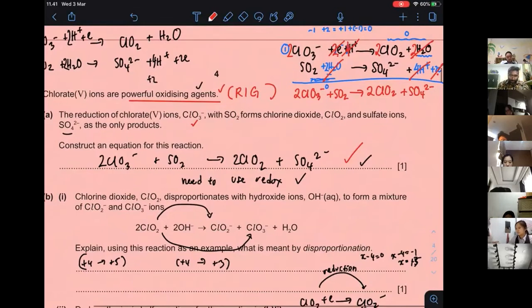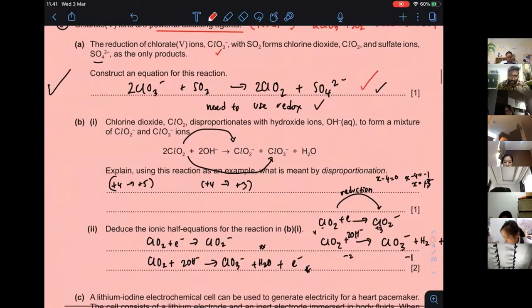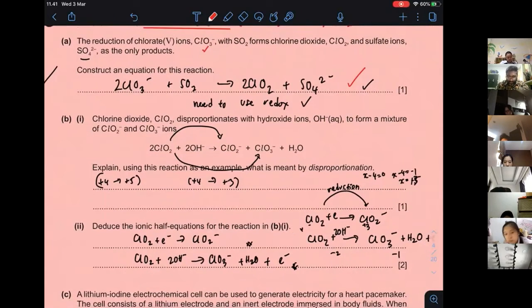Now the next question is about chlorine dioxide. It disproportionates with hydroxide ions to form a mixture of ClO2- and ClO3- ions. What is meant by disproportionation? Disproportionation is when the same substance has been both oxidized and reduced at the same time. So that is our explanation, but you still need to mention it using this reaction as an example.